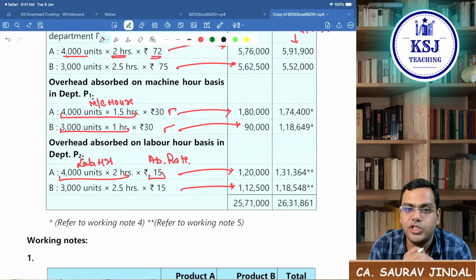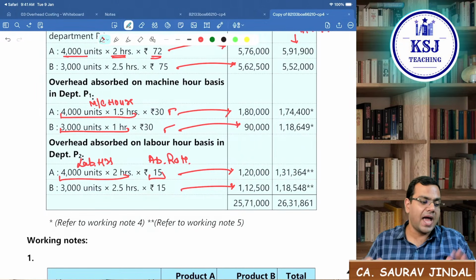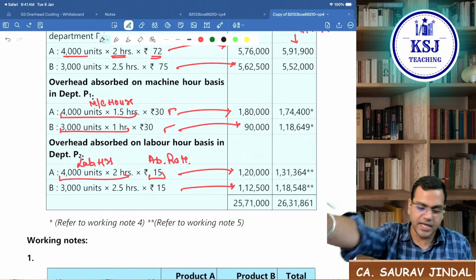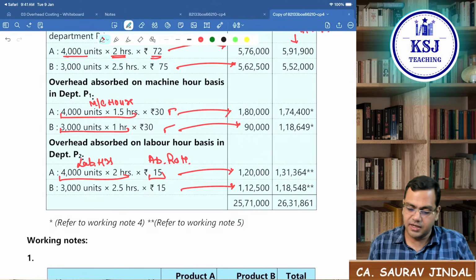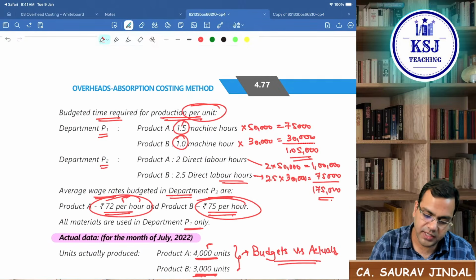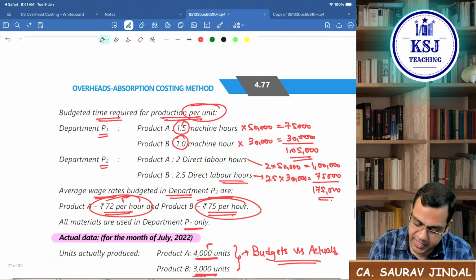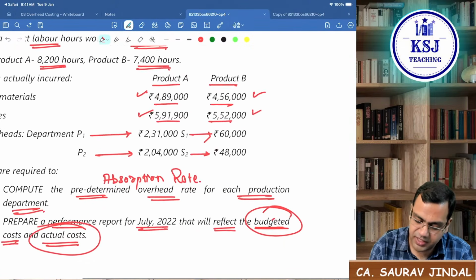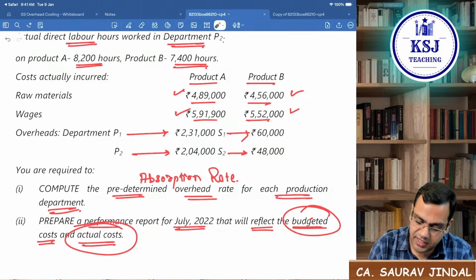Now the big question is, what about the actual cost? How to deal with the actual cost now? See here, for actual cost, what is given to you? If you see here, the actual cost is given for P1.